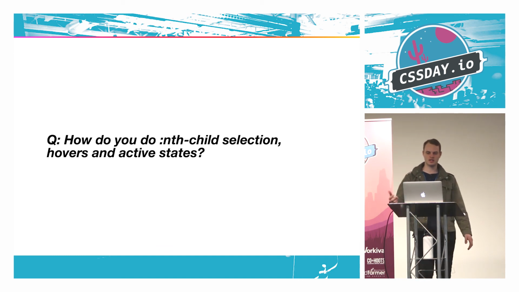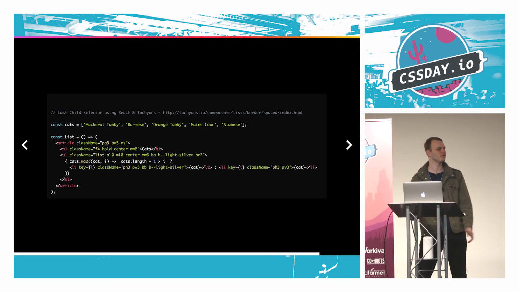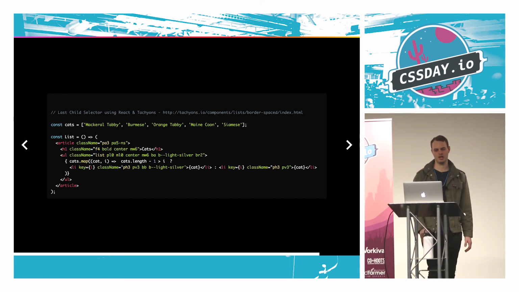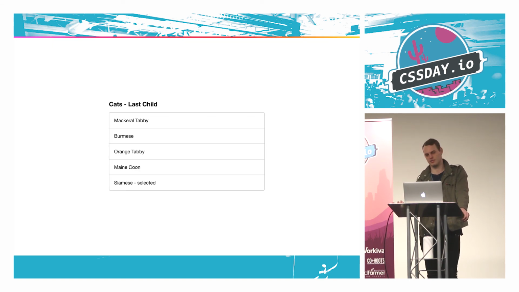So how do you do nth child selection, hovers, and active states using this methodology? Because now we can't use these funky selectors. I'm going to be giving some examples in React. I apologize if you're not familiar with React, but this is how in my day-to-day I go about doing these things. This is actually an example taken straight from Tachyons' website, and he has a really great list of components that he's built with these so that you can reuse them.